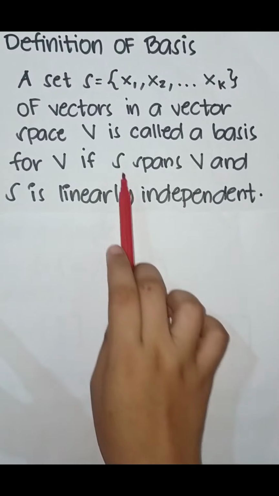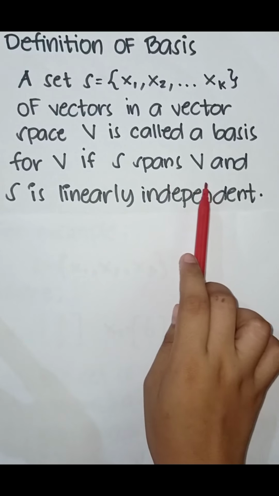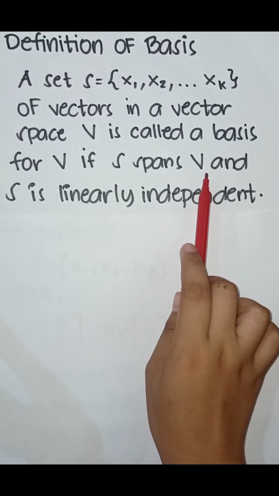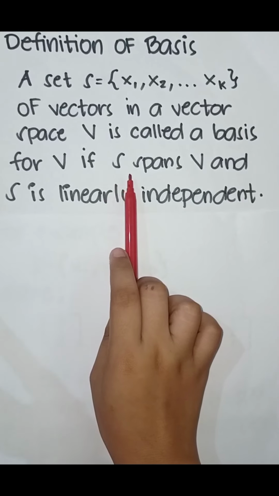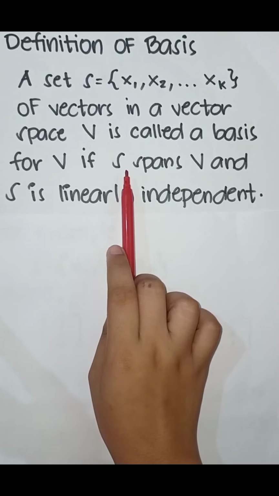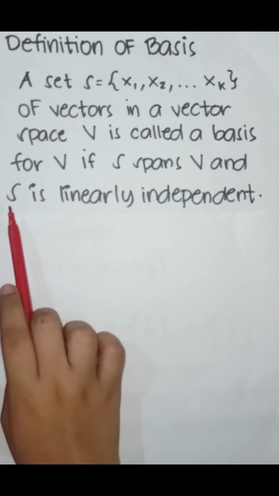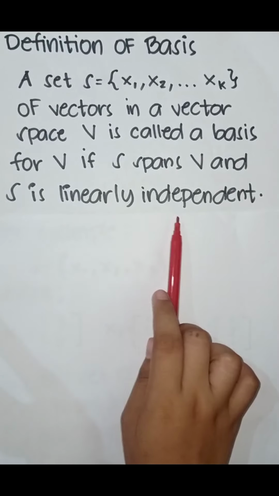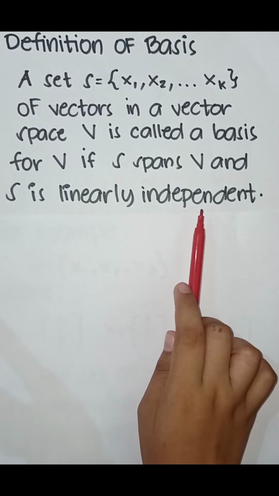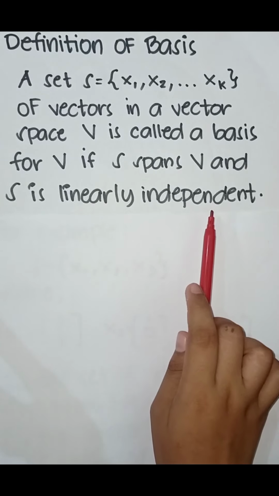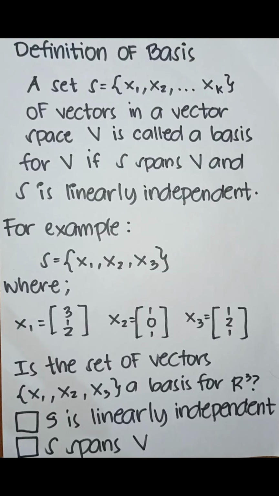We can say that S spans V if every vector in V, or the vector space, is a linear combination of the vectors in S. And we can say that S is linearly independent if all scalars are equal to 0. So to clearly understand, let's have an example.